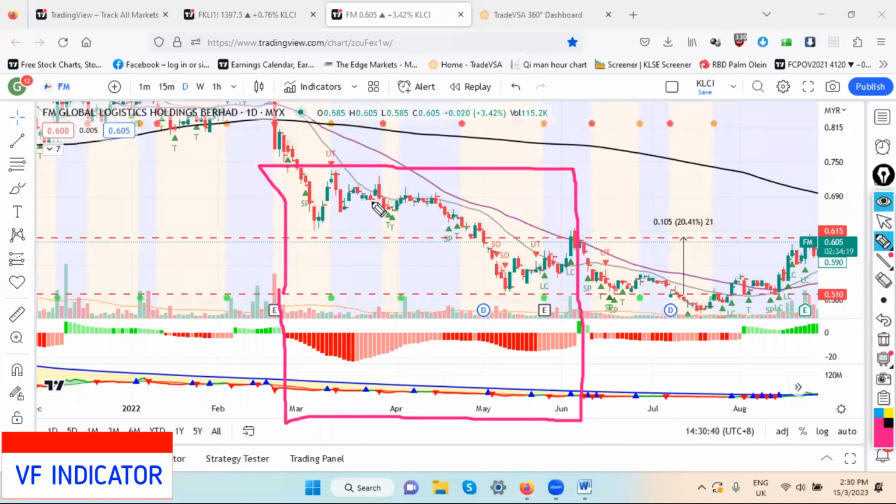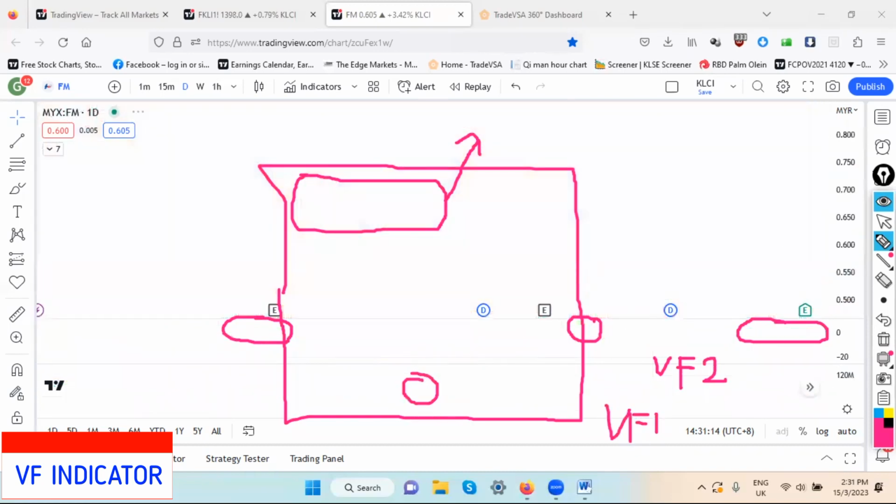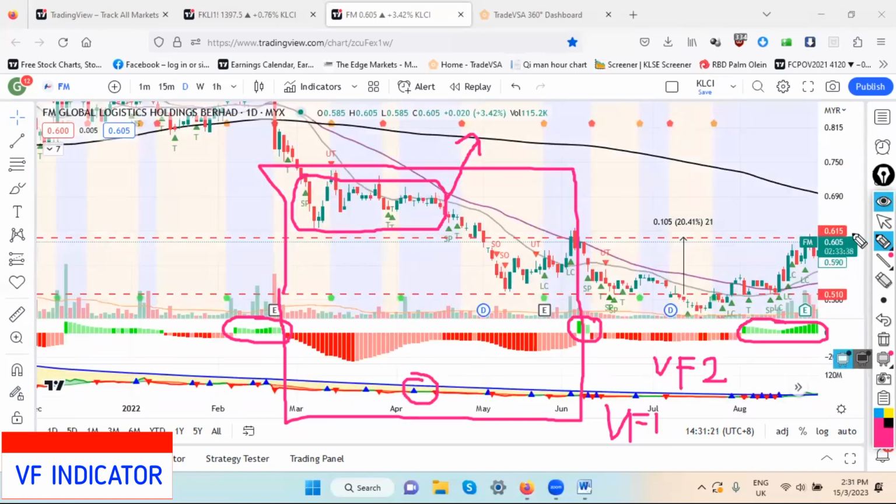Sometimes when you see the price going sideways, we think it is an accumulation and it might rebound back to this portion. But you need to wait until your VF2, the wave one, shows a green color change before you try to invest. The best is when VF1 is also green. Oh sorry, this is reloading.